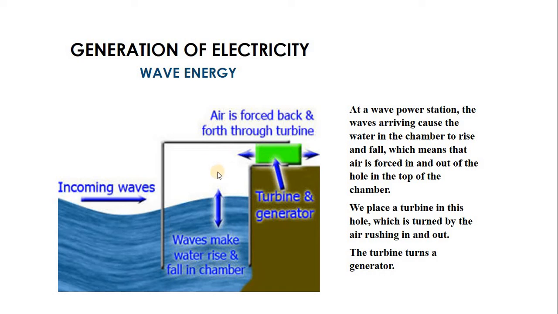Then when the water is dropping, it sucks air from outside into the chamber, and as the air from the outside goes through the chamber, it continues turning the turbine. And I'm sure some of you may be wondering, if the water rises and pushes air and turns the turbine, when the water is falling and sucks in air, will it change the direction of the turbine?